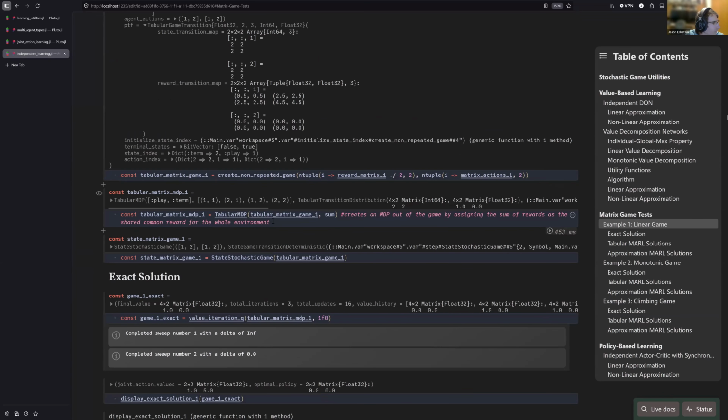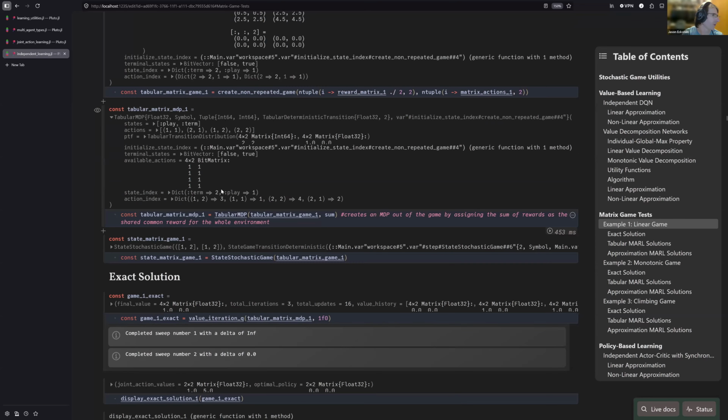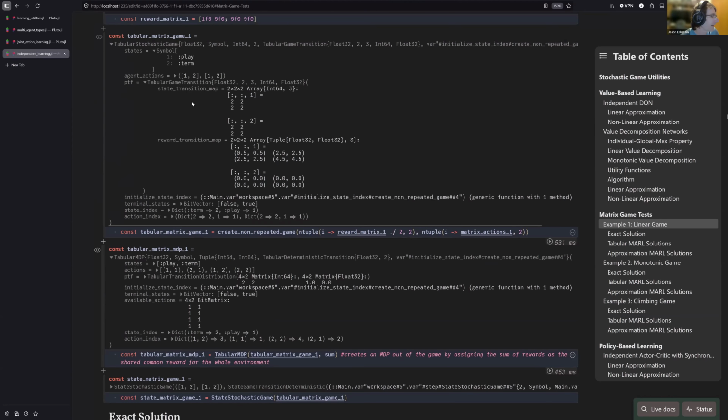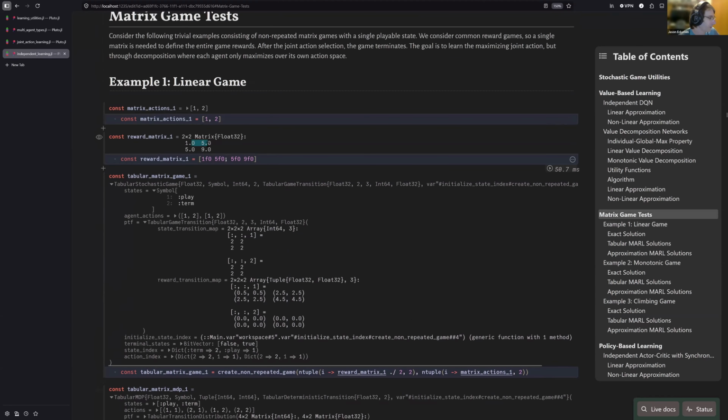Okay. Now again, these common reward games are equivalent to MDPs, right? There's a single reward value. So I can also convert this into an MDP by taking the sum. It's the same reduction function I would use for the value decomposition network. But now I've started out with this reward matrix.